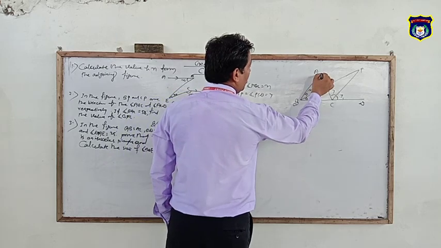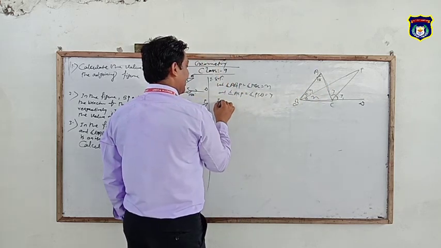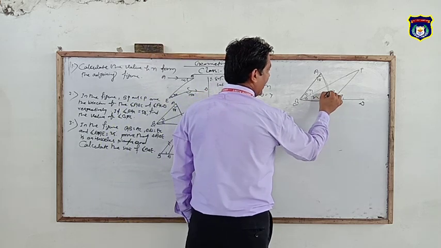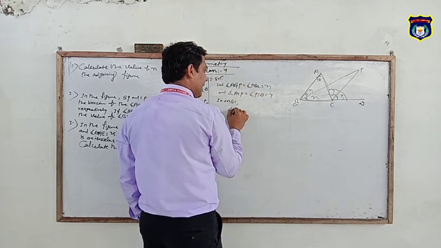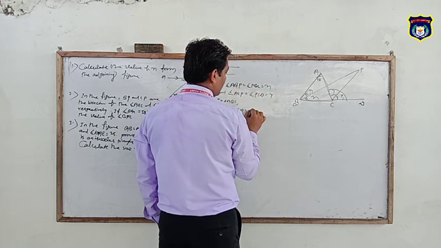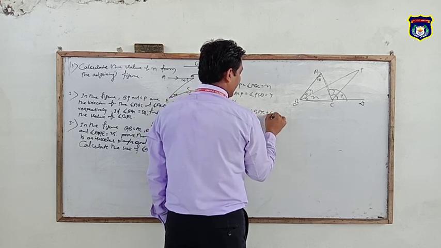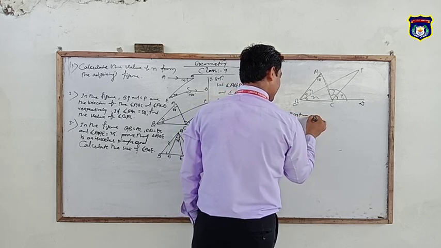After that, we will go to triangle ABC. In triangle ABC, the exterior angle is this angle ACD. Angle ACD is equal to angle BAC plus angle ABC, by the exterior angle property.